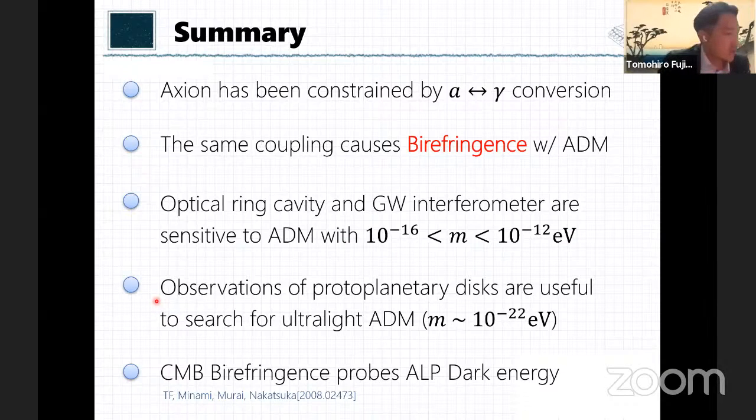At the first part of my talk, I also discussed observation of protoplanetary disks, which is useful to search for ultralight Axion-like dark matter, the lightest mass region of dark matter, which is 10 to the minus 22 or 10 to the minus 20 electron volt. In this talk I didn't mention it, but CMB birefringence also probes Axion-like dark matter, as well as Axion dark energy. So it opens a new window, a new way to search for new science. Okay, thank you very much. That's it.